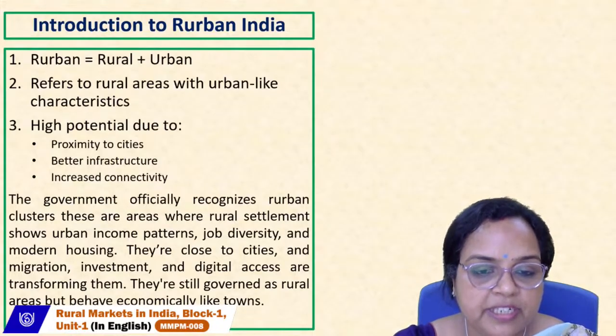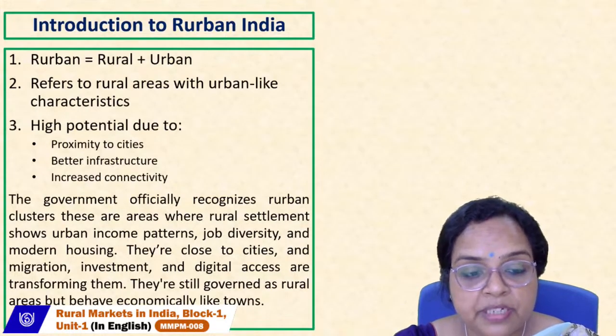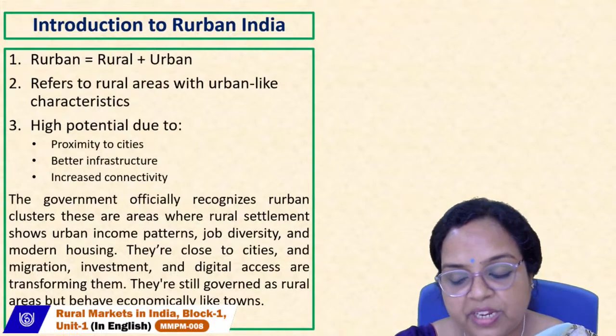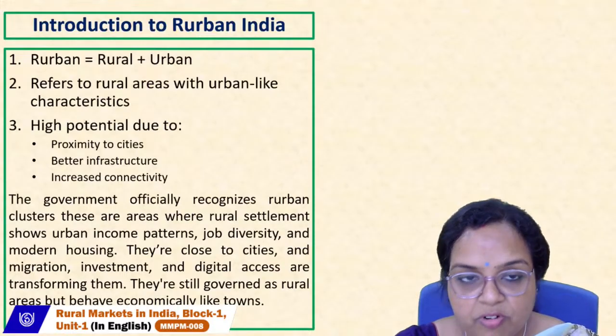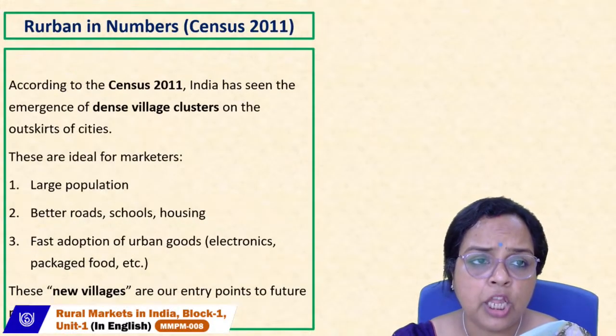The government officially recognizes rural clusters. These are the areas where rural settlements exist, but they show urban income patterns, job diversity, and modern housing. They are close to cities, and migration, investment, and digital access are transforming them. They are still governed as rural areas, but behave economically like towns. So this concept is the combination of rural and urban.